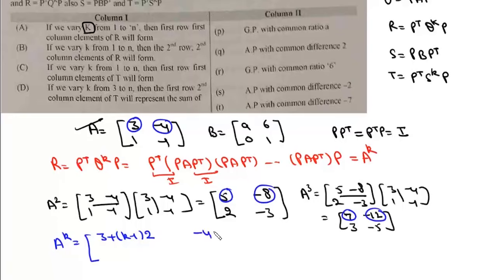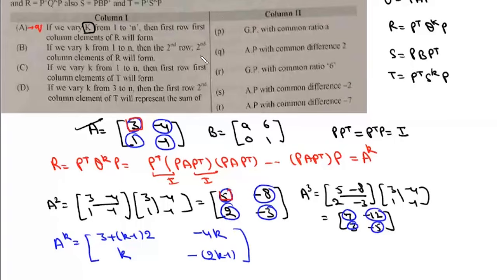So, it'll be simply minus 4k. Now, this is 1, 2, 3, so it'll be simply k. And here this is minus 1, minus 3, minus 5, which is minus 2k minus 1. Now, the first row, first column elements are in AP with common difference 2. So this A matches with Q.